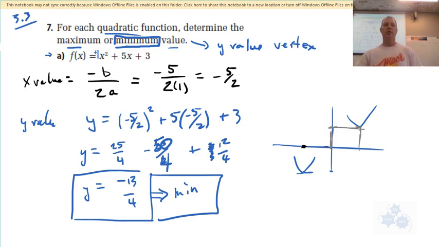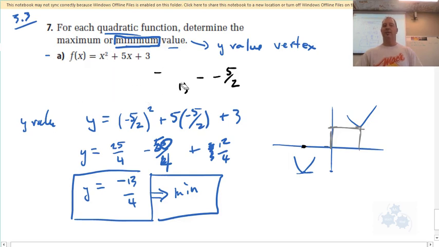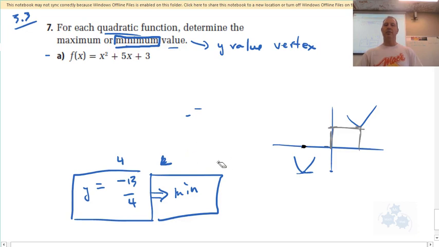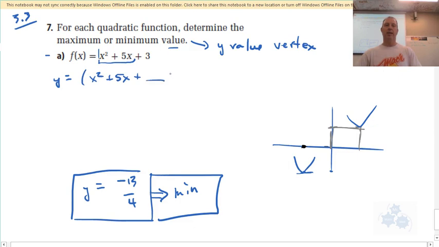The third way, which I'll show you now, is to complete the square and get it into vertex form. When we get it into vertex form, you can just see the y value there, and that'll be good. So let's practice that. All right, so I'm going to group together these two terms. There's already a 1 there, so I don't have to factor anything out. That's great. So I'm going to go x squared plus 5x plus blank.